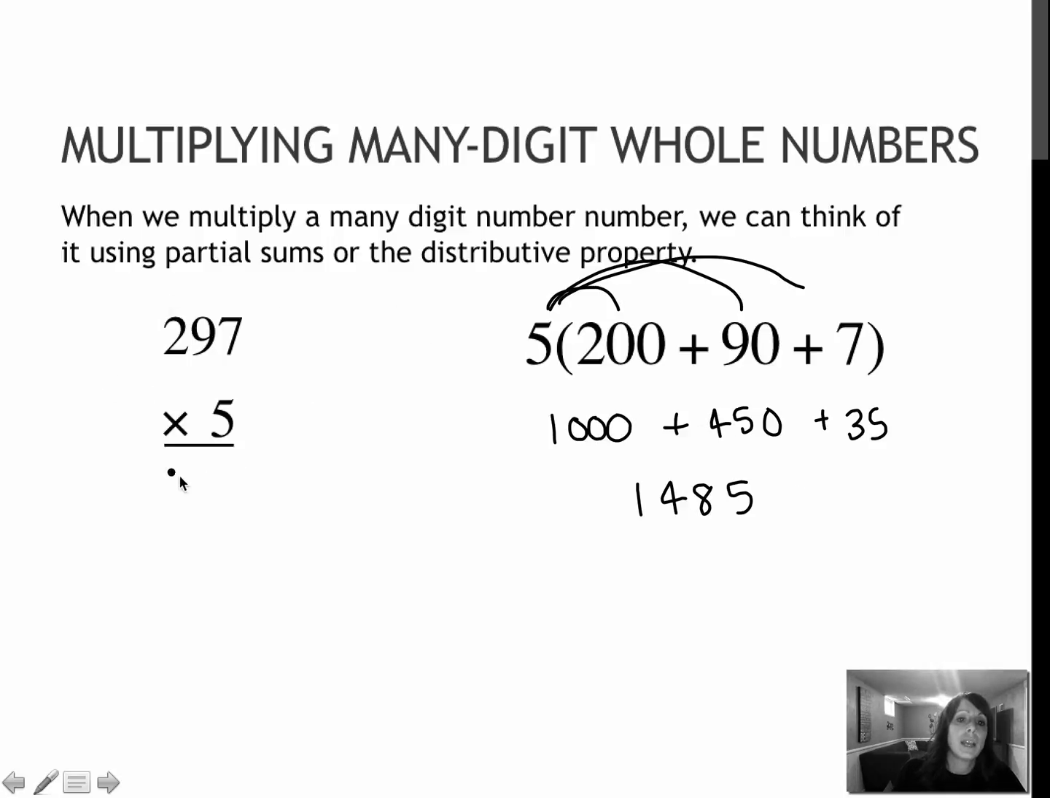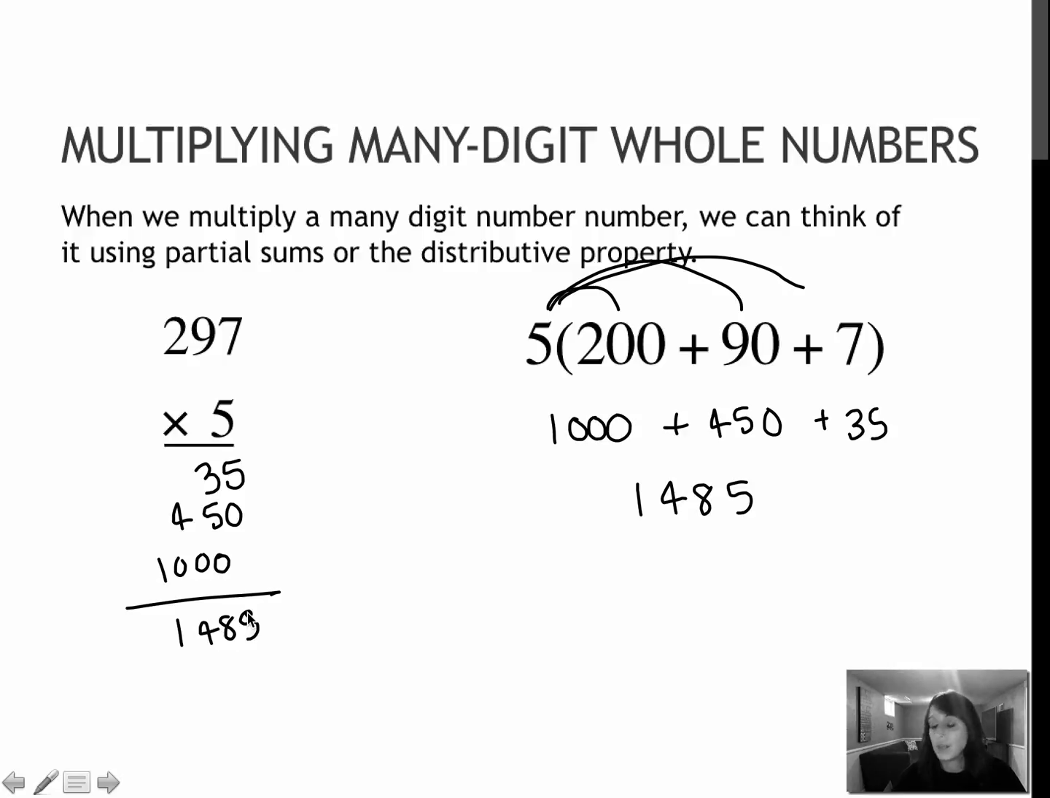Now, when doing it this way, we're basically taking the same process that we went through with the distributive property and just writing it a little bit differently. So watch what I'm going to do. 5 times 7 is 35. So I'm going to write the 5 here. And some people would go ahead and write the 3 here. And then they would take 5 times 90 and again get the 450, because 9 times 5 is 45, and add the 0. And then the 5 times the 200 would give me 1,000. So that's certainly another way to do it.